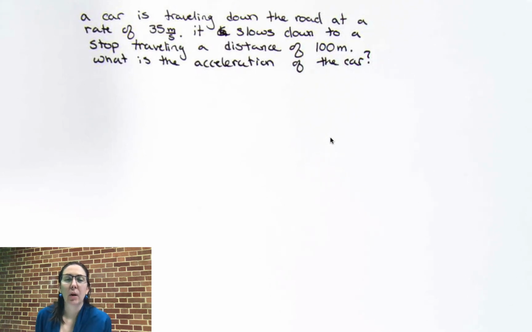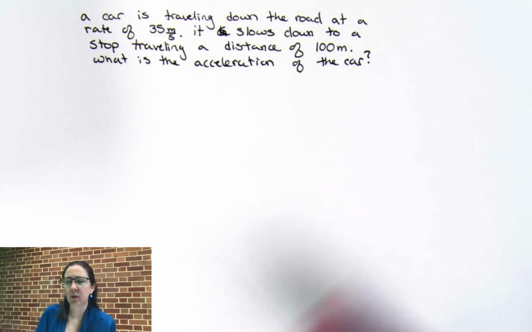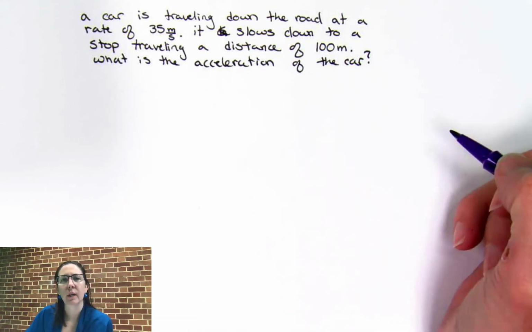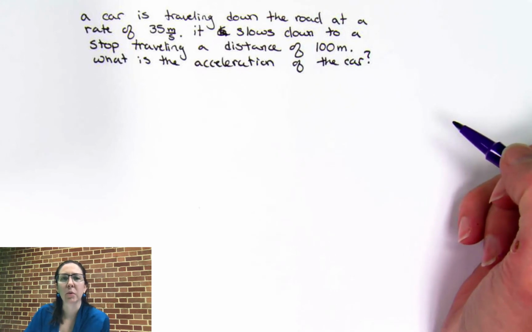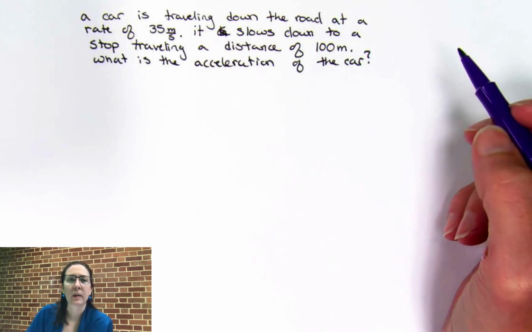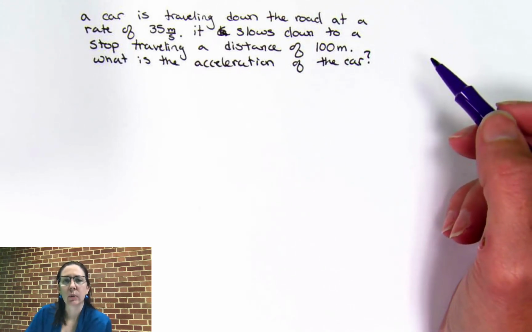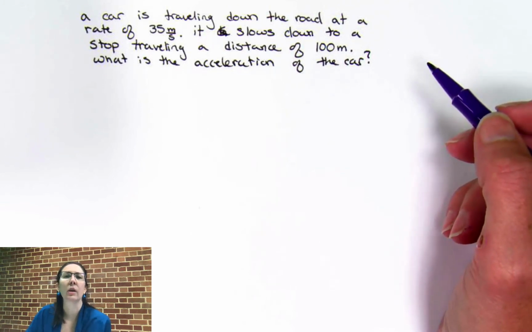When solving a problem in physics that has math, we have a few steps that I would suggest you always do. So here's our problem. A car is traveling down the road at a rate of 35 meters per second. This is about 70 miles an hour. It slows down to a stop, traveling a distance of 100 meters. What is the acceleration of the car?